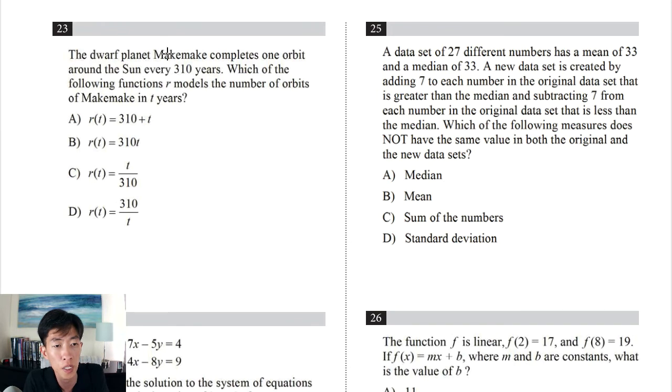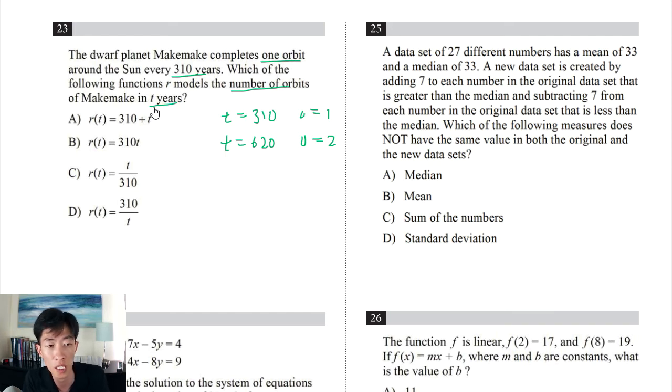Question 23. The dwarf planet Makemake completes one orbit around the sun every 310 years. Which of the following functions models the number of orbits that Makemake completes in t years? All right, so if you're totally confused by this, just try to think about logically what's going on. If it goes around the sun once every 310 years, then when t equals 310, the number of orbits is going to be 1. In the next 310 years, when t equals 620, the number of orbits is going to be 2. So using simple numbers like this, just take these numbers for t, 310, 620, start plugging them into the equations and see which works.